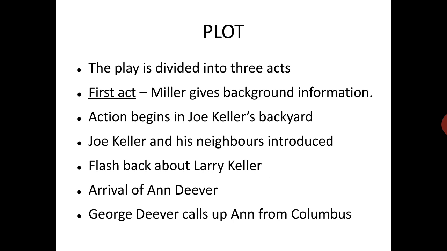Let us now look at the plot of the play. The play is divided into three acts. In the first act, Miller gives background information. The action begins in Joe Keller's backyard. Joe Keller and his neighbors are introduced. There is a flashback about Larry Keller, who is the son of Joe Keller.